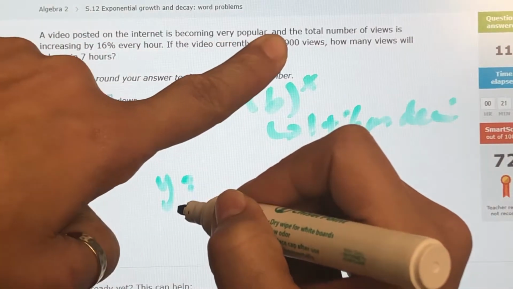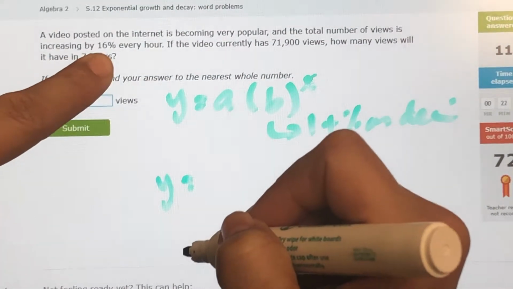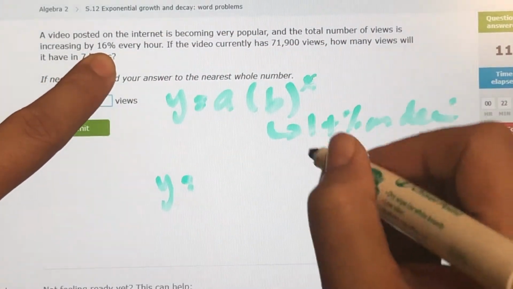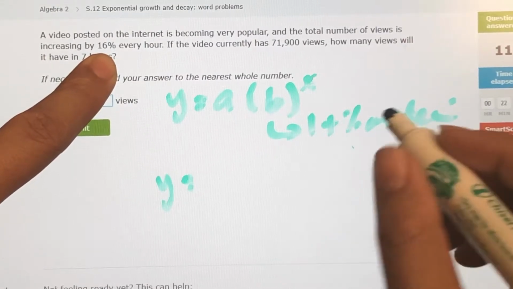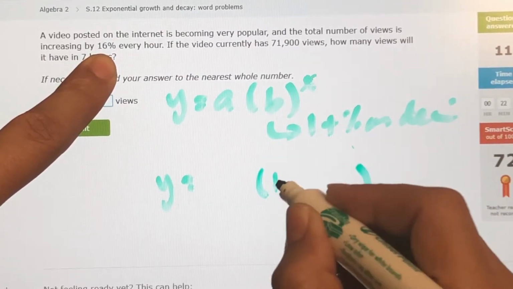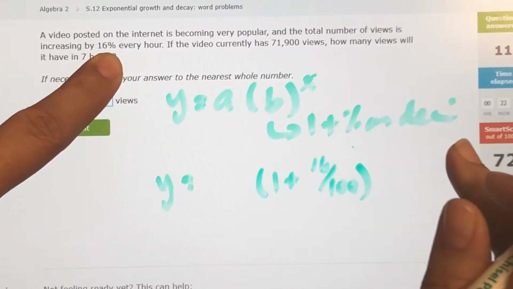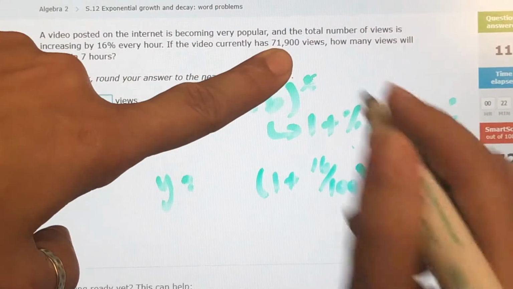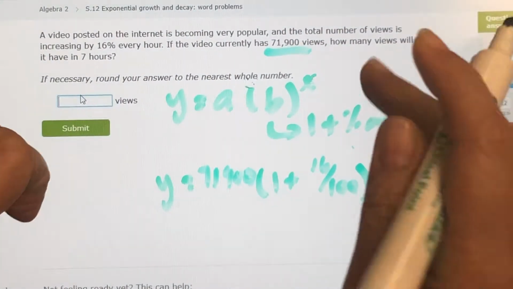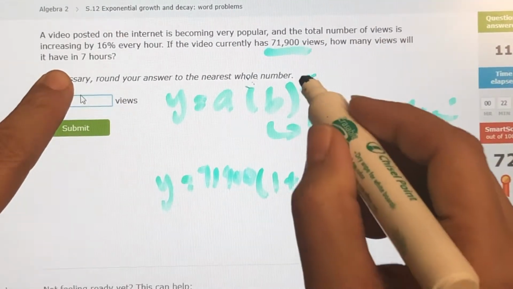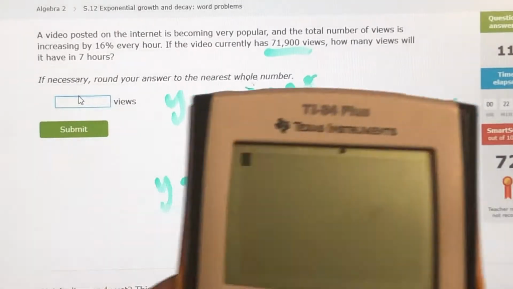The video posted is becoming popular, and the total number of views is increasing by 16% every hour. So that's my percent. How do I make my percent into a decimal? Just divide by 100. So that's going to be parentheses, 1 plus 16 divided by 100, because it has to be a decimal. If the video is currently at this many views, so this is my initial number of views, 71900. How many views will you have in 7 hours? So my time is 7. And all you do is take that and put it into the calculator.